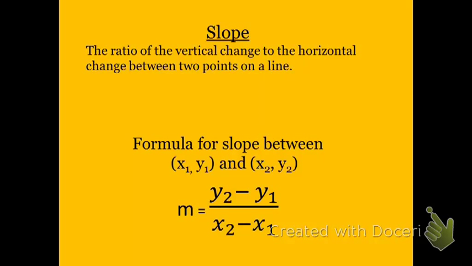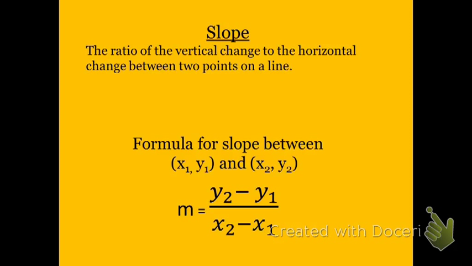In this video, you'll learn how to find the slope between 2 points on a line. To do that, well, first you need to know what slope is. Slope is defined as the ratio of the vertical change to the horizontal change between 2 points on a line. And there's a nice formula to help you remember, to help you find slope.